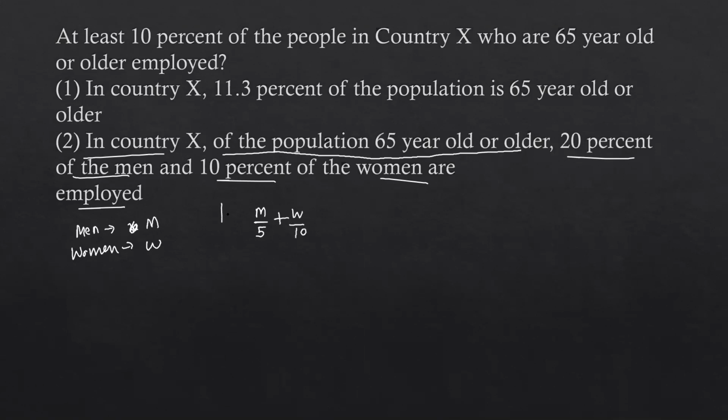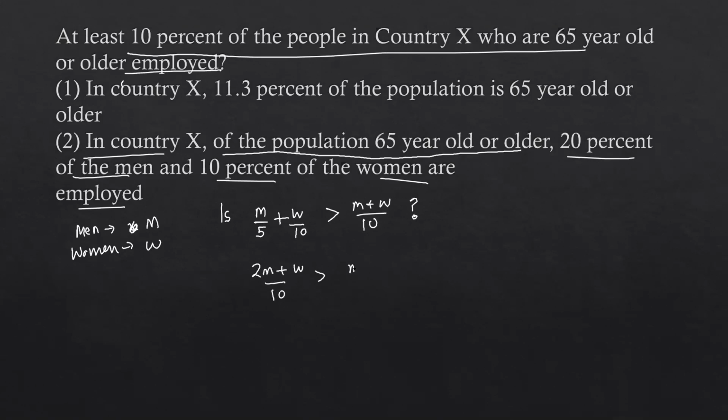So the question is asking me, is this greater than at least 10% of the whole people? So 10% of the whole people is (M plus W) over 10. So the question is asking, is M over 5 plus W over 10 greater than (M plus W) over 10? So what is this? This is (2M plus W) over 10. Is that greater than (M plus W) over 10? Now I'm assuming that M is greater than 0 and W is greater than 0. If I'm assuming that, then yes, it is always true. This is sufficient.